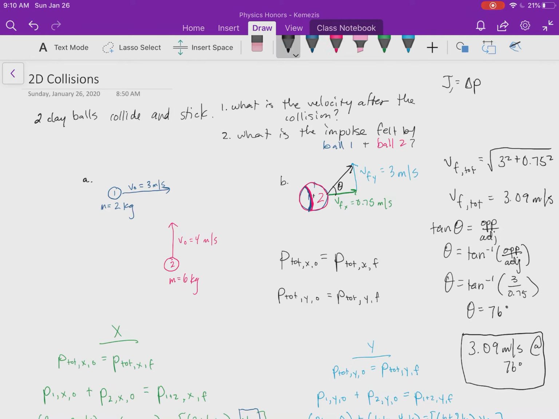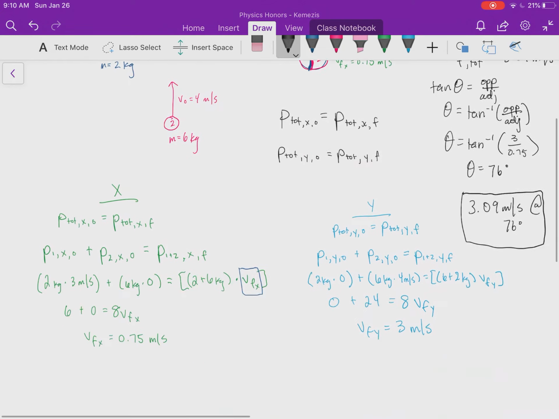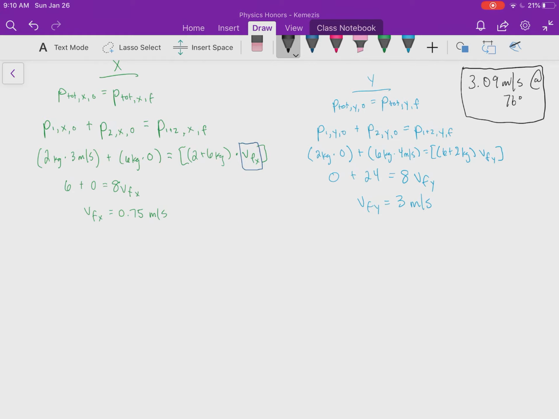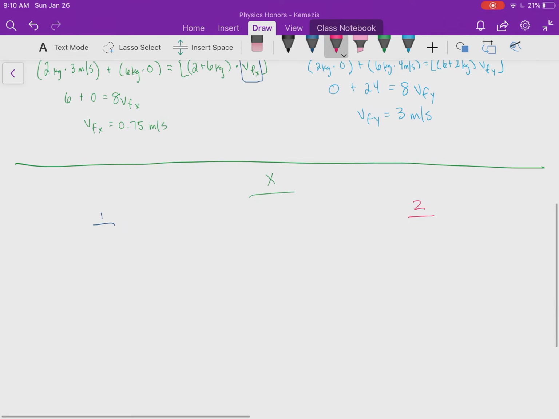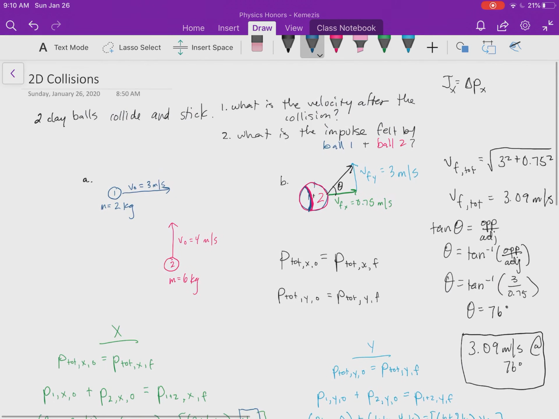And we are still going to have to be thinking about our components. So the impulse in the x direction is going to be equal to the change in momentum in the x direction. Let's set that up down here. We're on this new question, so we're still in the x, but more specifically, we're going to be talking about each individual object. So for the x direction, we have ball 1 and we have ball 2.